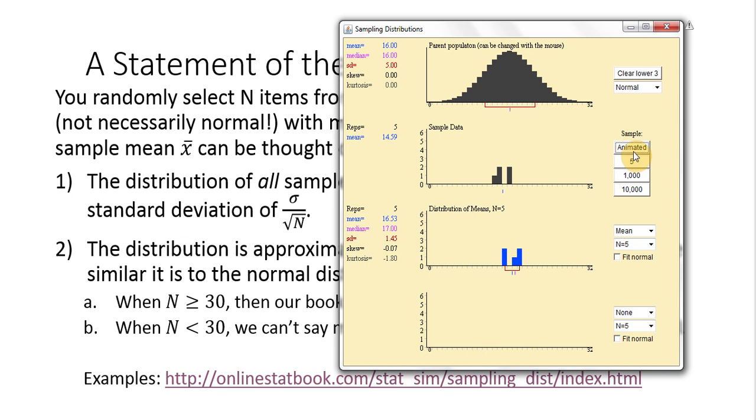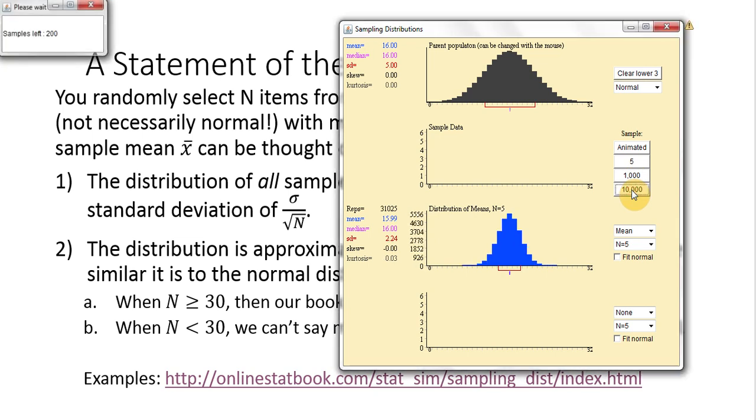Instead of animating it, we can just do it 5, 10, 15. We're now up to 25 reps. Let's do 1,000, 10,000. And as you can see, this distribution is actually not that bad. And what I'd like to really draw your attention to is what happened to the mean. It's still right around 16. And if I go a little further, it should get closer.